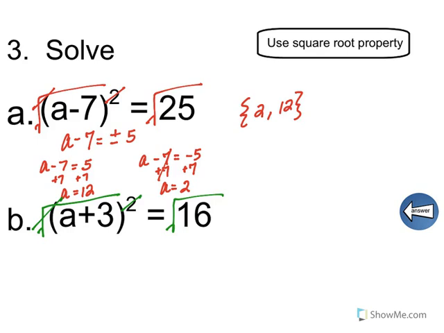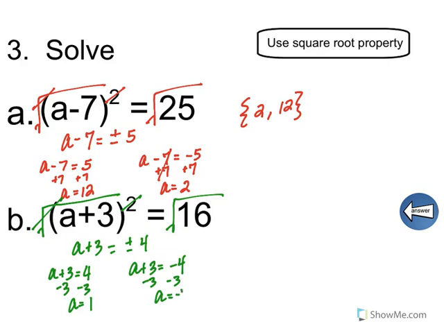The squared and the square root cancel each other out on the left side, so that leaves me with a plus 3 equals plus or minus the square root of 16, which is 4. Actually, let's split it up first. So a plus 3 is equal to positive 4. A plus 3 is equal to negative 4. And then we'll solve. So subtracting 3 on this side, I get a is equal to 1. Subtracting 3 on this side, I get a is equal to negative 7. And so my solution for this one would be negative 7 and 1.